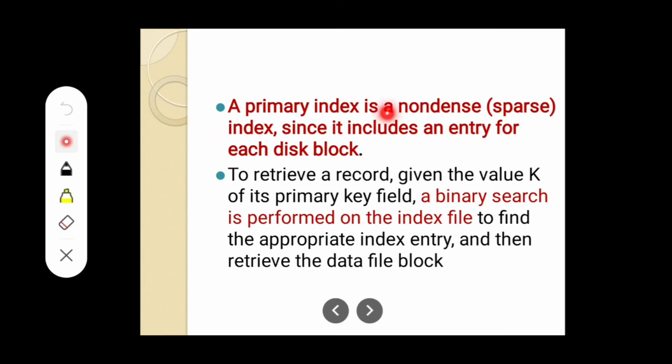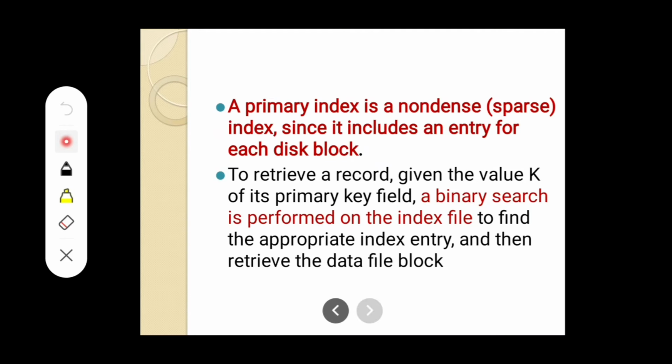Okay. So primary index is non-dense. So the next concept is non-dense. We are going to see about sparse index and dense index. That concept we will see in the next slide. So here it is saying that the primary index is a non-dense or sparse index. What do you mean by that? It means that it includes an entry for each disk block.